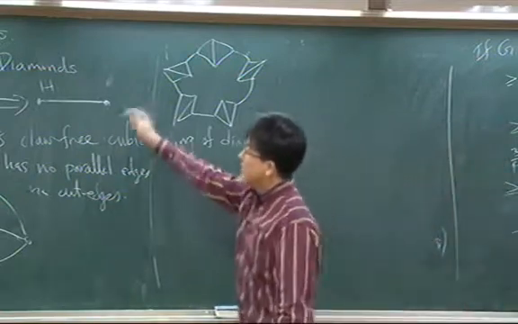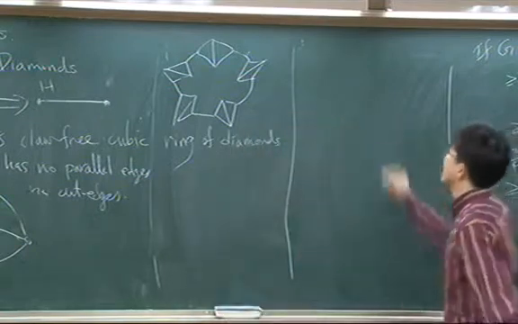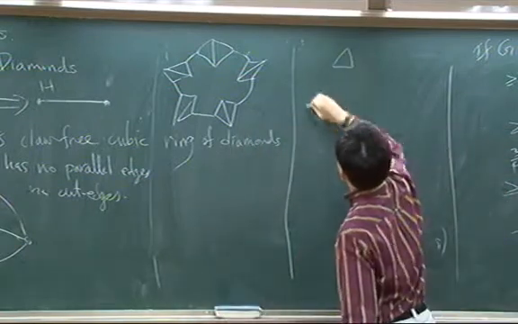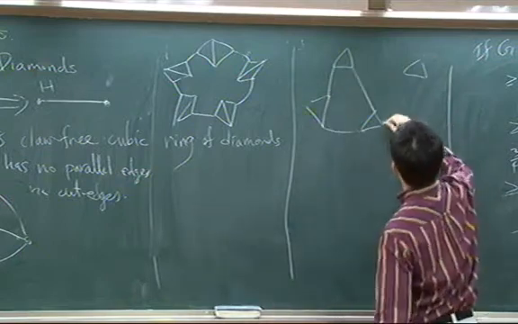So by this lemma, we reduce all the diamonds, then your graph may look like this. Right? You have many triangles.